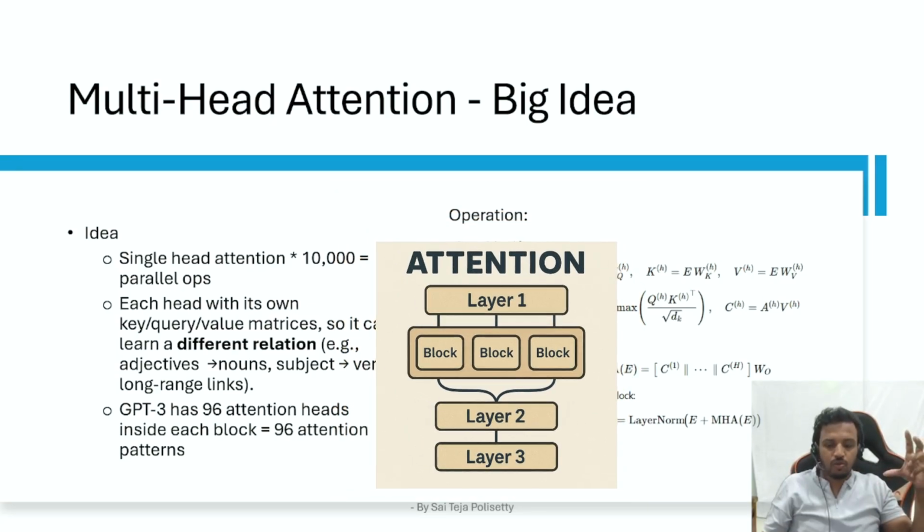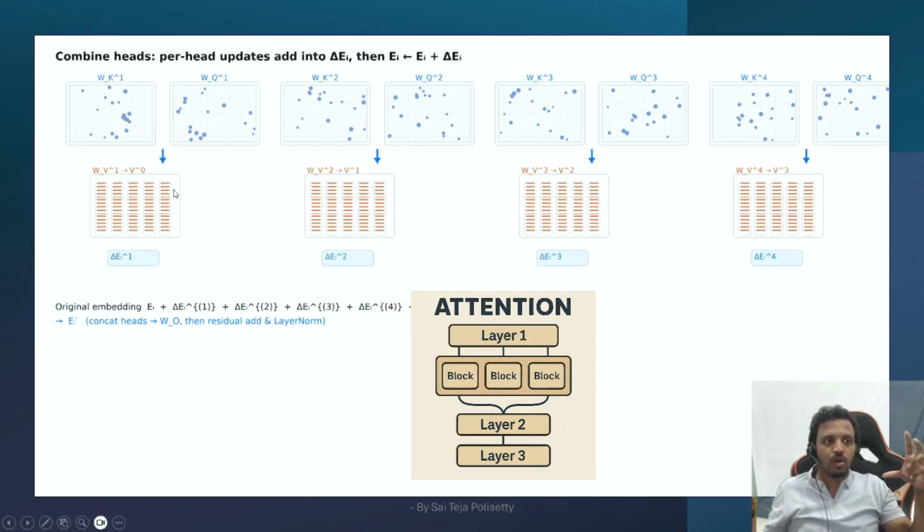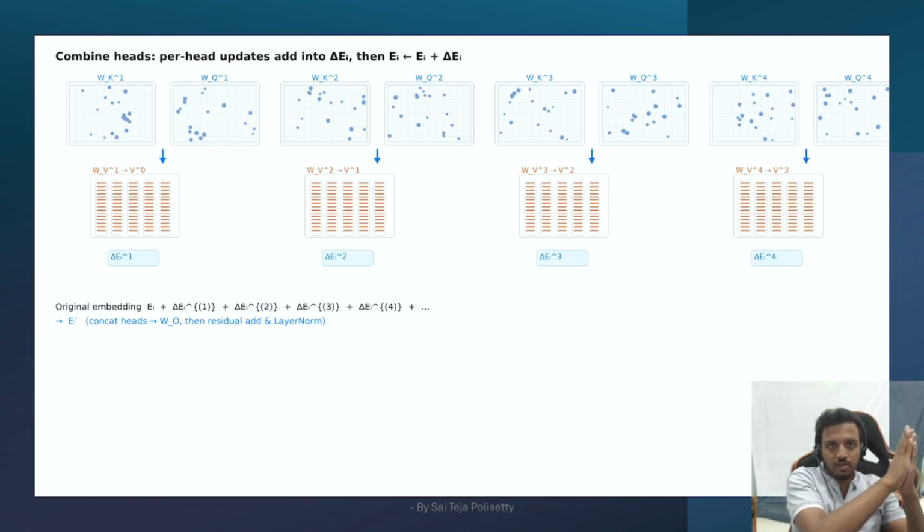So when we say embedding, the change in embedding 4, one single head gave me this, one more head gave me this, one more head gave me this. All this context I'll take and I'll update my embedding 4. That happened multiple times in one layer. So this multiple times together becomes a block. So here I can say my block contains 4 heads of attention.